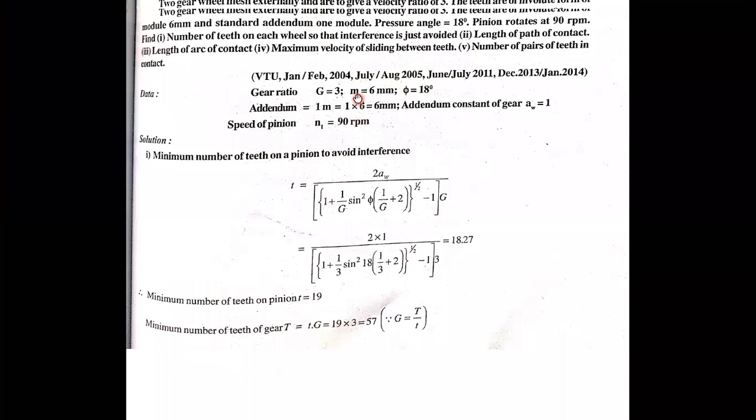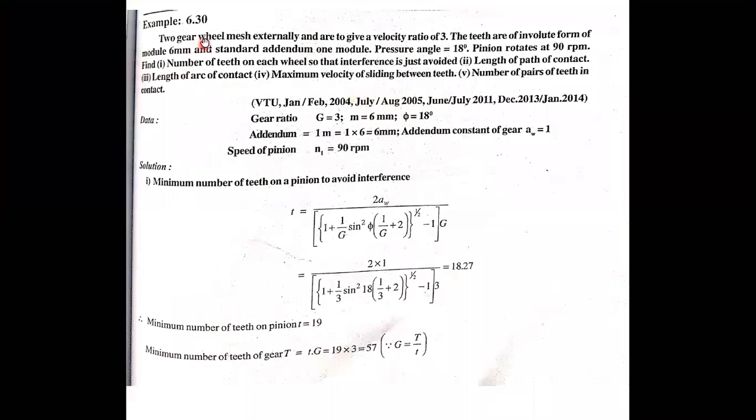Okay, so we'll go to the 6.30 problem. Two gears will mesh externally and are to be given a velocity ratio of 3. The teeth are involute form and the module is 6 mm. The standard addendum is 1 module. See, addendum is 1 module, they have given. Then the pressure angle is 18°.